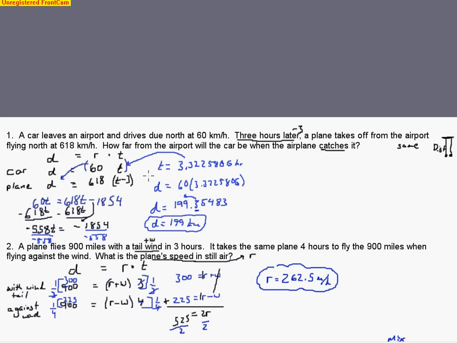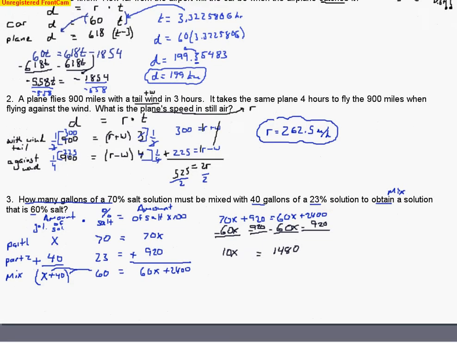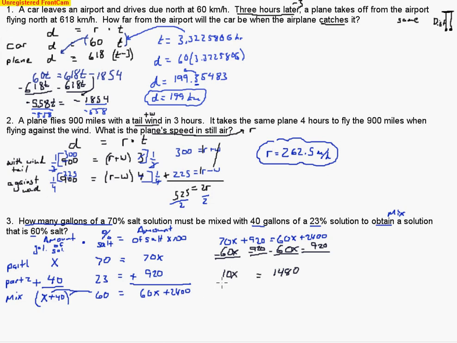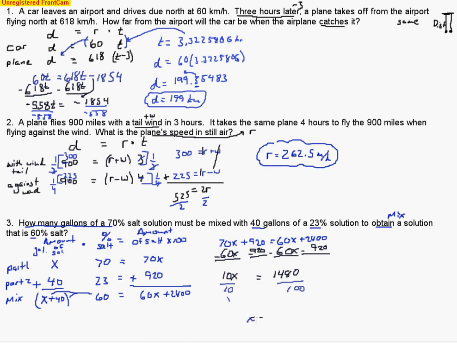My last step of dividing there, divide by 10 just moves that decimal over that one space. And so I get my final answer of x equals 148, and this is in gallons. And so it's going to take 148 gallons of that 70% solution to end up making it work. And so there are the answers.